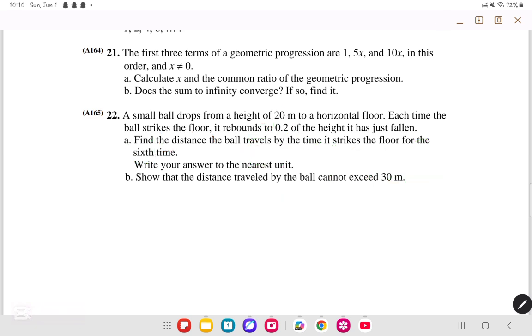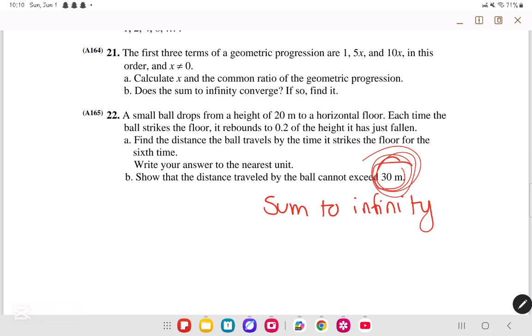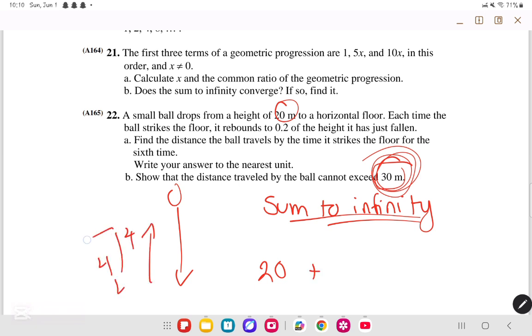Okay, now, show that the distance traveled by the ball cannot exceed 30 meters. How do we show this? By finding the sum to infinity. If the sum to infinity is 30 meters, that means it cannot exceed 30 meters. So how do we find the sum to infinity? In this case, because it was dropped initially 20 and it only goes down 20 and doesn't go down and up, we're going to keep 20 aside. 20 is just there because it's an additional height. Plus, it goes up then 4, down then 4, so in total this is 8.